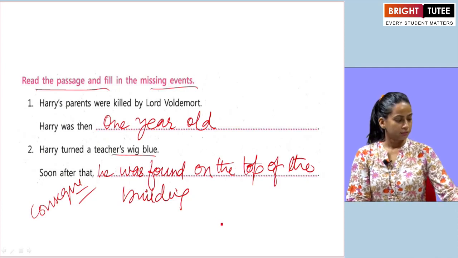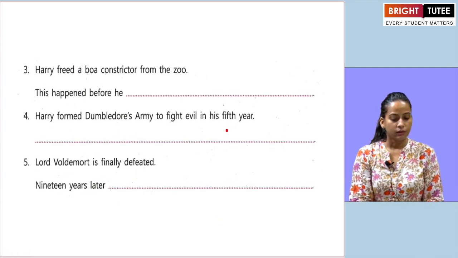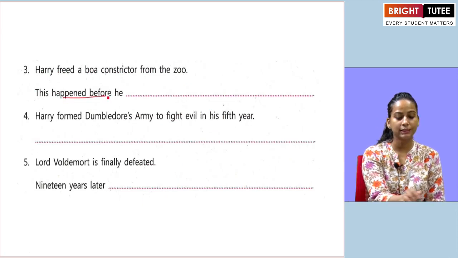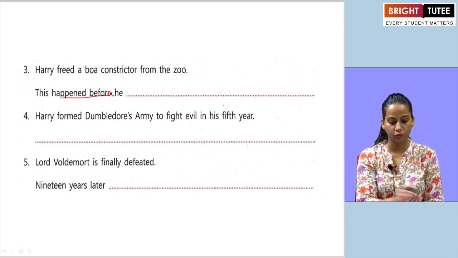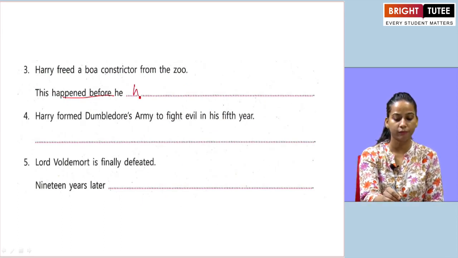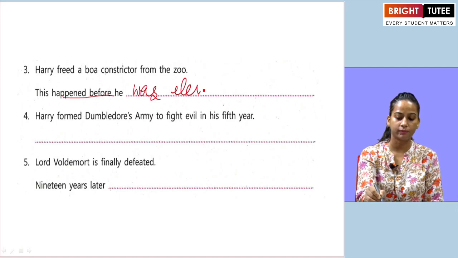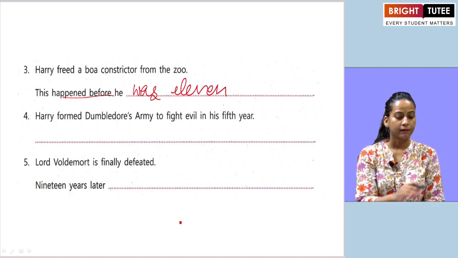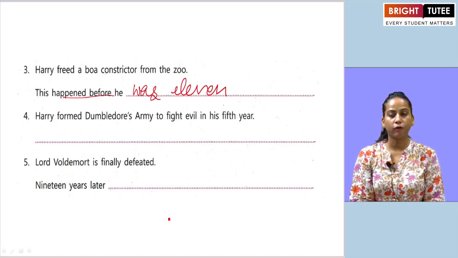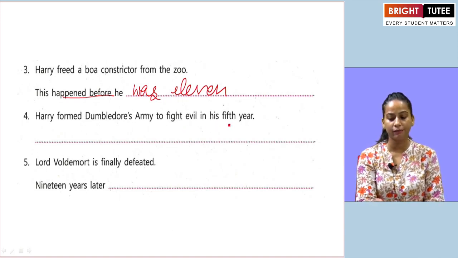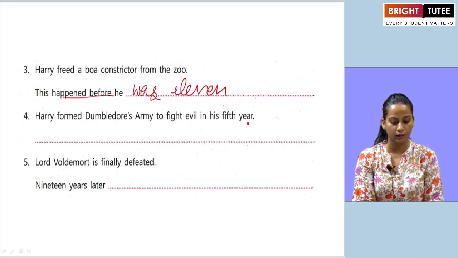Clear? The next one, Harry freed a boa constrictor from the zoo. This happened before he. So here we have to mention, it is clearly given, before he was 11. Meaning around the age of 10 only he did this kind of thing. Then the fourth one, Harry formed Dumbledore's army to fight evil in his 5th year.